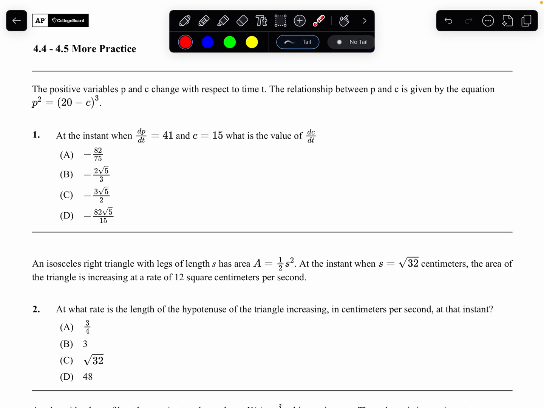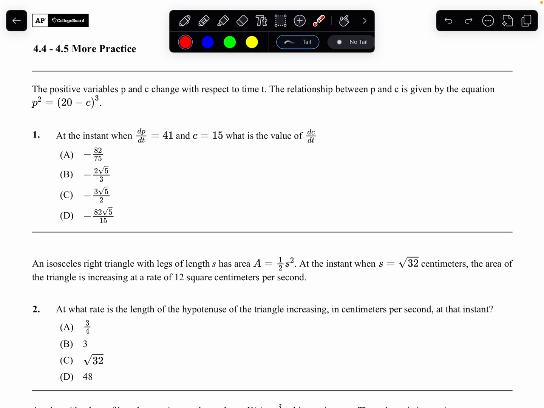So positive variables p and c change with respect to time. So that means p and c are dependent on time. I forgot how to spell dependent, so I'm not going to write that. They're dependent on time. The relationship between p and c is given by the equation here. At the instant dp/dt is equal to 41 and c is equal to 15, what is dc/dt?